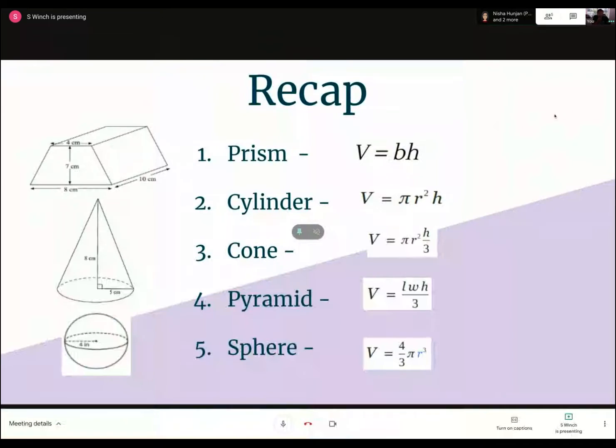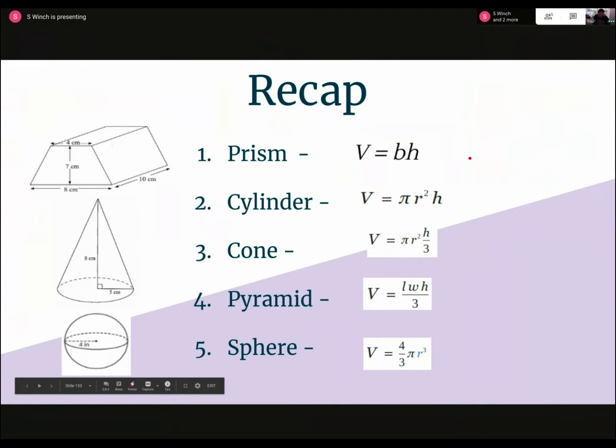Cool. So we're going to start off by recapping the volume. We've got the formulas here on the right-hand side of our 3D polygons. We've got your prism, which is volume equals base times height. So obviously work out the base. You've got the trapezium-based prism, so work out the area of the trapezium and then multiply that by the height or the length, which is 10 centimeters there. Then we went through cylinders, which is pi r squared times height. Then we looked at cones, pi r squared divided by 3, and then multiplied it by the height.